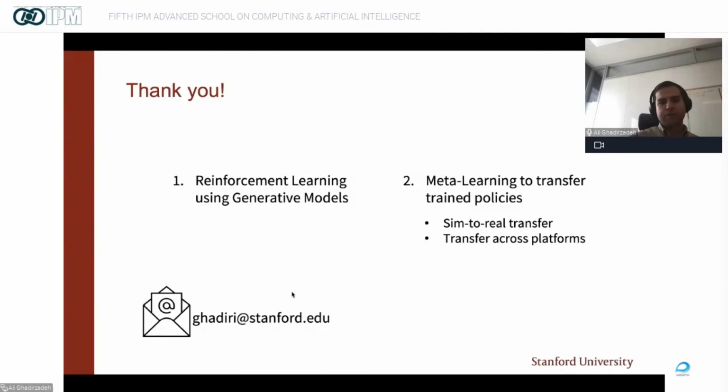Okay, today I talked about reinforcement learning using generative models and also meta-learning to transfer trained policies. I talked about sim-to-real transfer learning and also transfer learning across different robotic platforms.